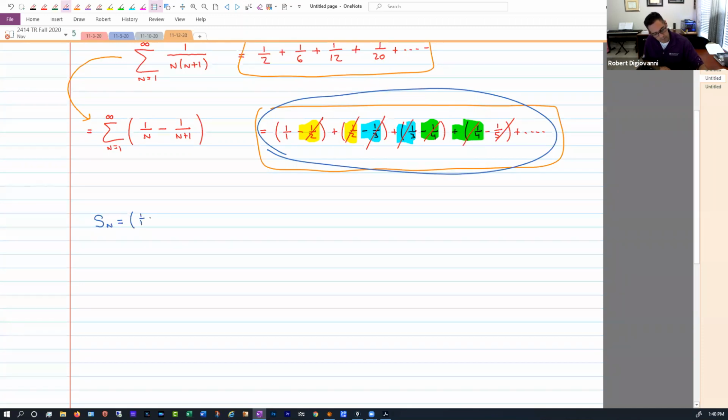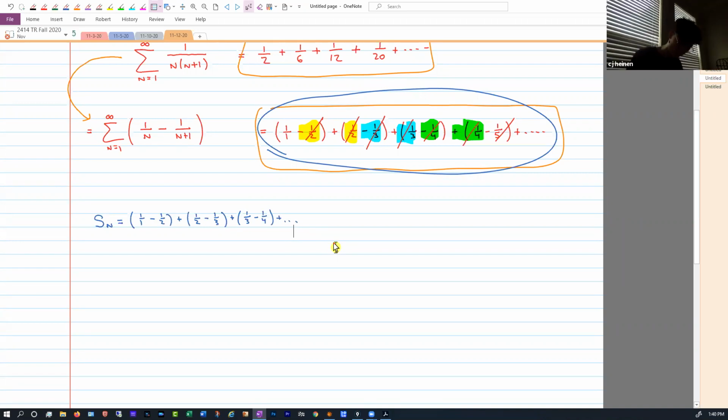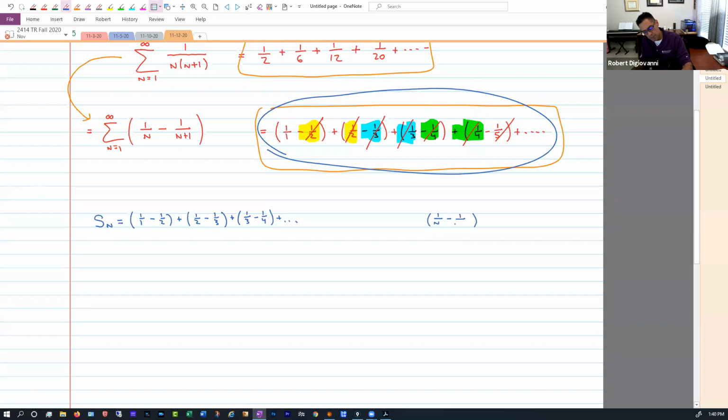It'll be 1 over 1 minus a half, plus 1 over 2 minus a third, plus 1 over 3 minus a fourth, plus dot, dot, dot. And then where did I say I'm going to stop? At n. So pay attention. I'm going to leave myself some space. At the very end of this, I'm going to have 1 over n minus 1 over n plus 1. Wouldn't that be the very last one? If I plugged n into this formula, I get this.